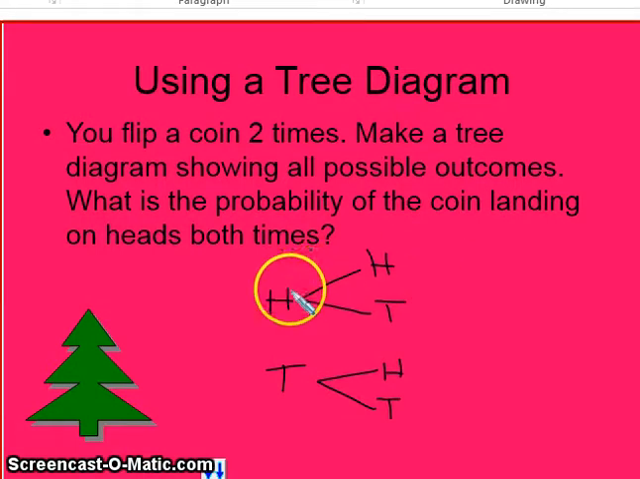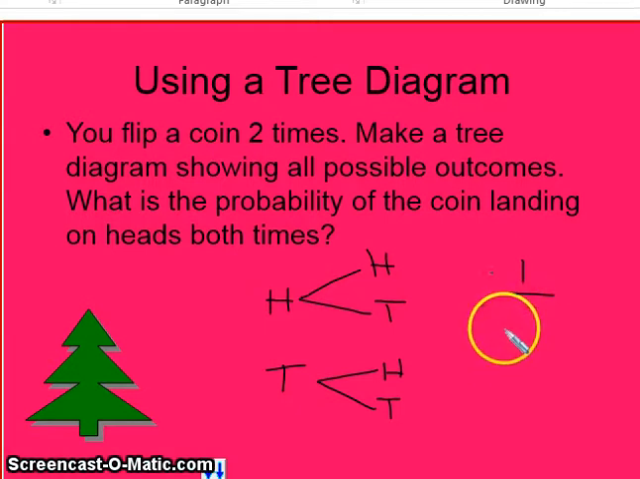That shows all the possible outcomes: heads, heads; heads, tails; tails, heads; and tails, tails. Then we also want to know what is the probability of the coin landing on heads both times. Well, the only possibility in our tree diagram where the coin lands on heads both times is right here, heads and then heads. So that's one favorable outcome.